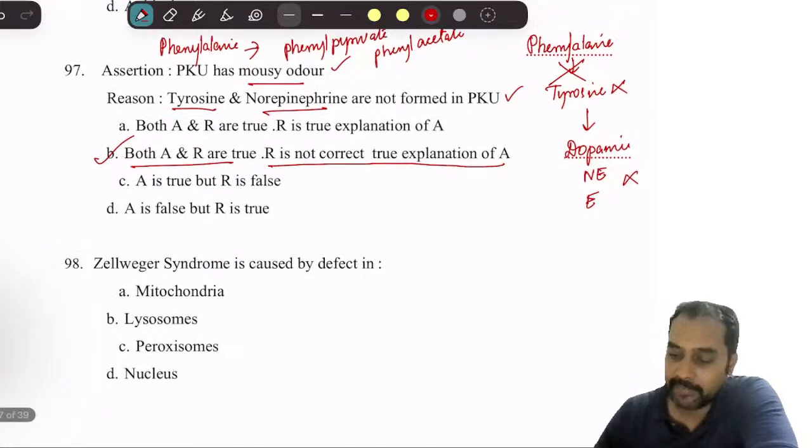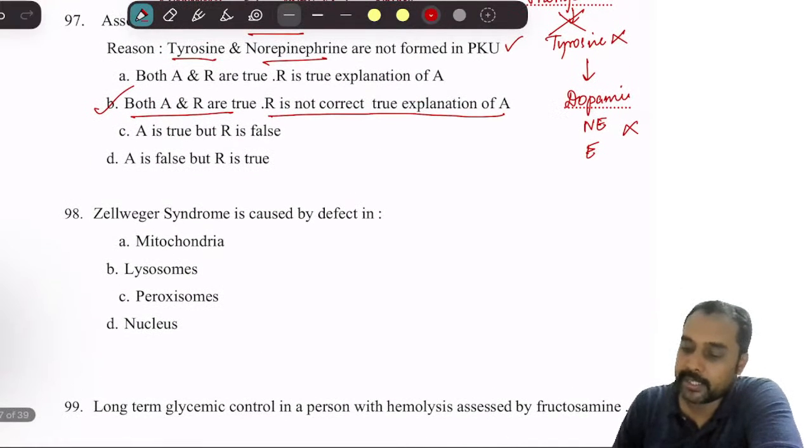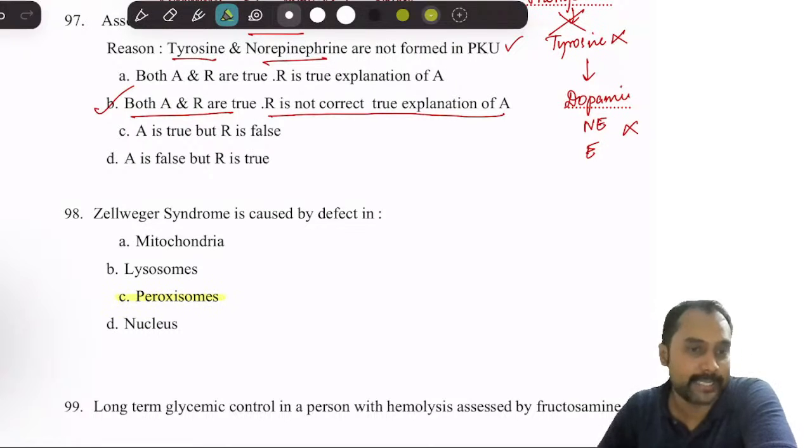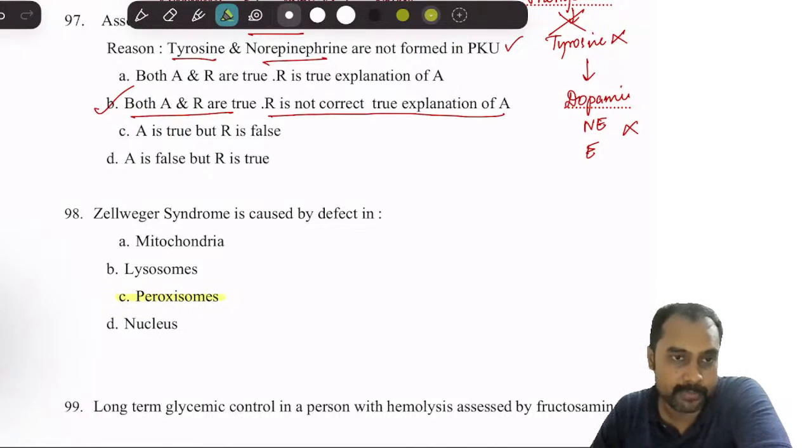So next, Zellweger syndrome is caused by defect in what? Straight away, it is a peroxisomal biogenesis disorder. So there is nothing to think there. Zellweger syndrome is caused by defect in the peroxisomes, right?